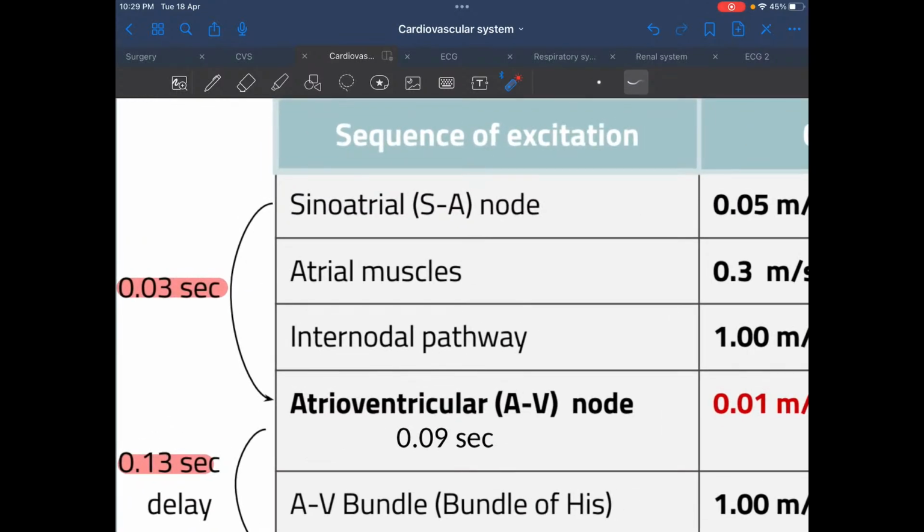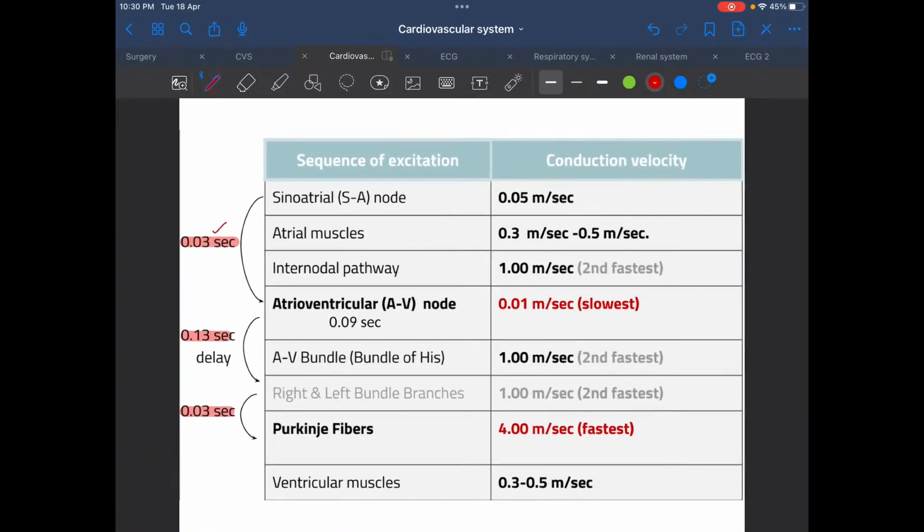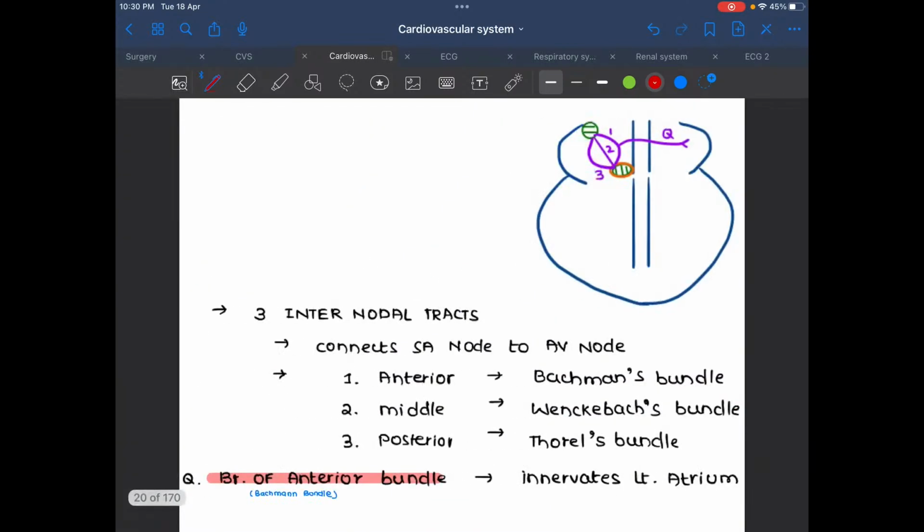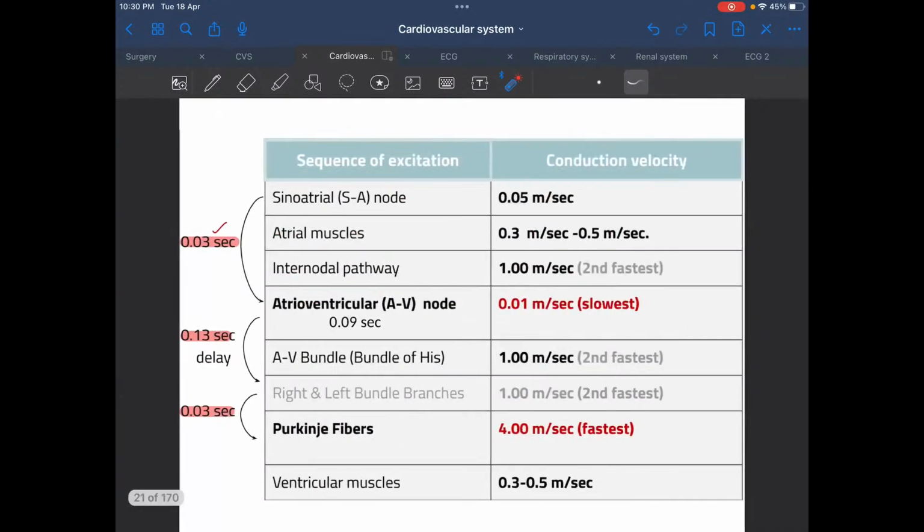If you see the SA node now, from the SA node to the AV node, how much time is it going to take? It's going to take about 0.03 seconds. Okay? It's very important. So we have to remember, via these internodal pathways, from the SA node to the AV node, how much time did it take? It takes about 0.3 seconds. 0.03 seconds, I'm sorry. 0.03 seconds. Sorry. Okay? Now what's going to happen?